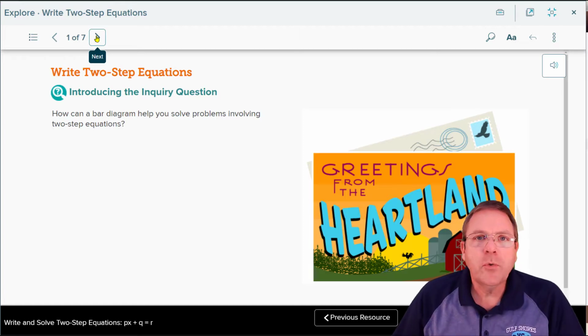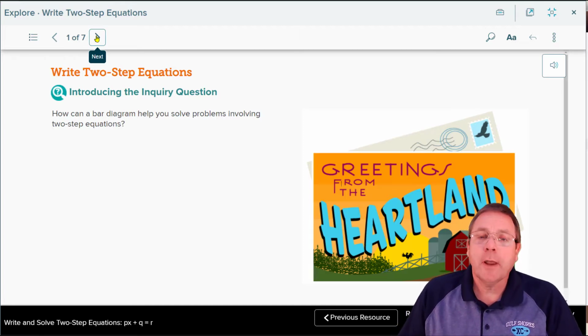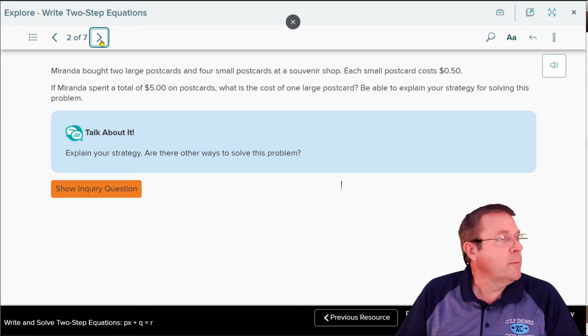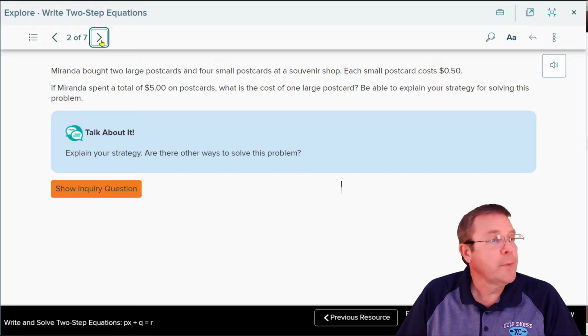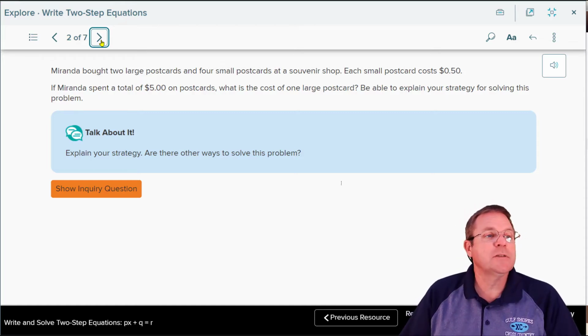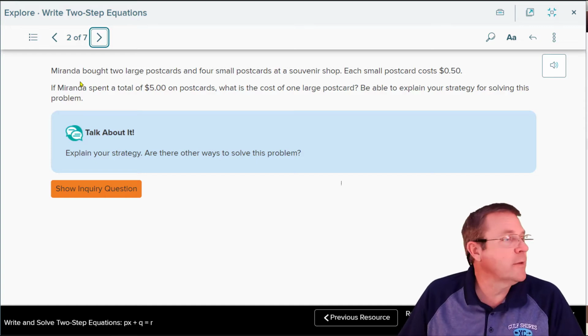Now our inquiry question is, how can a bar diagram help you to solve these kinds of problems? Miranda bought 2 large postcards and 4 small postcards at a souvenir shop. Each small postcard cost her 50 cents. Miranda spent a total of $5 on the postcards. What is the cost of 1 large postcard? Be able to explain your strategy for solving this problem.